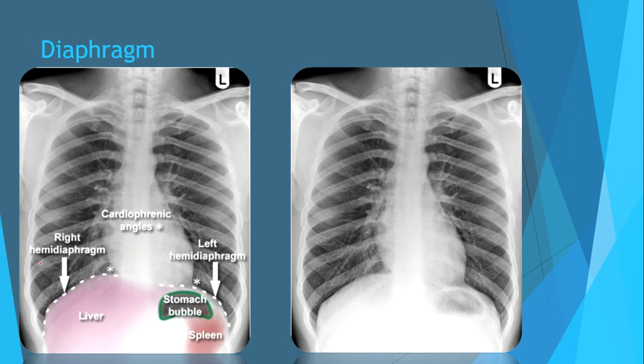Diaphragm. Here you see dotted lines. It's the right hemidiaphragm and left hemidiaphragm. Air in the stomach, liver and spleen. You can see the shadows. And you can see, by the asterisks, cardiophrenic angles. And here we have costophrenic angles.